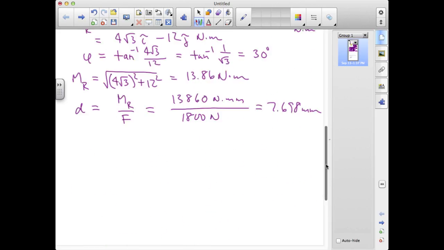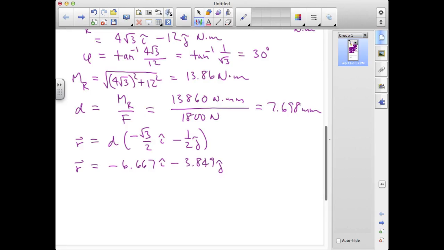If I want the specific position vector that goes with that, I would write this as d times minus cosine 30 in i minus sine 30 in j. And for d equals 7.698 millimeters, this gives me a position vector that's equal to minus 6.667 i minus 3.849 j millimeters.